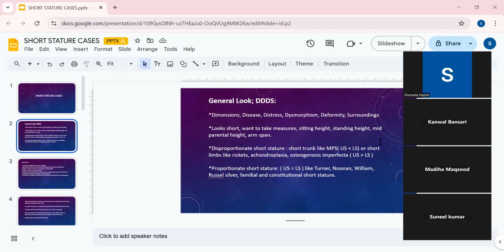Okay, sometimes it means we have to just offer him... that I would like to do the height of the patient. Exactly. Okay, okay.